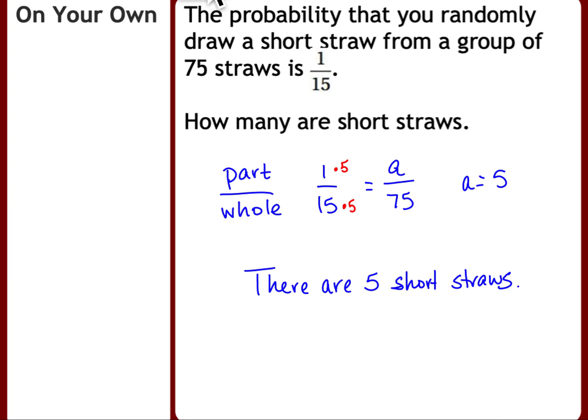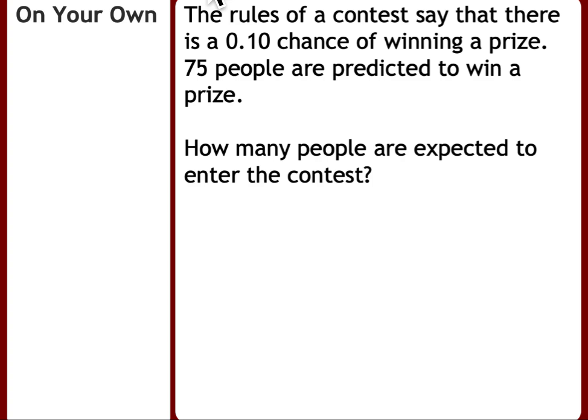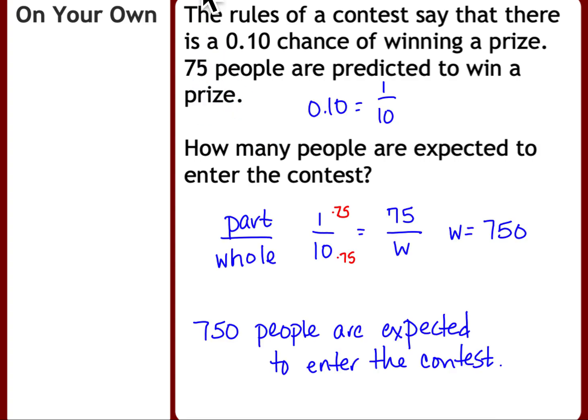And one last on your own. The rules of a contest say that there is a 0.10 or 1/10 of a chance of winning a prize. 75 people are predicted to win a prize. How many people are expected to enter the contest? Again, this is our part. The 75 people winning is the part. So give that one a try. All right, and here you should get 750 people are expected to enter the contest.